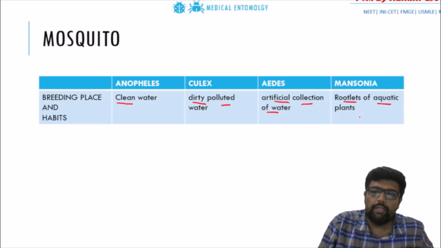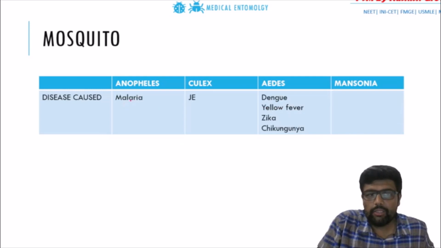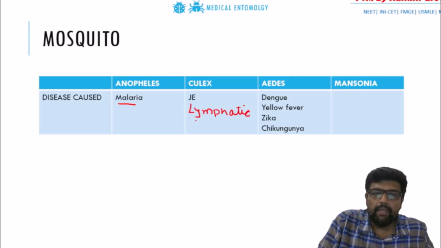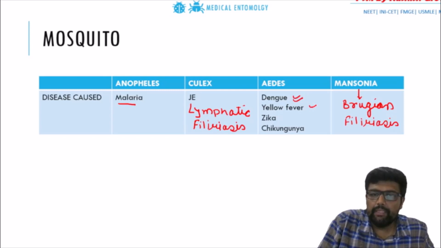Now breeding place. Anopheles breeds in clean water, Culex in dirty polluted water, Aedes in artificial collection of water, Mansonia in rootlets of aquatic plants. So what are the diseases caused? Anopheles causes malaria, Culex causes Japanese encephalitis and lymphatic filariasis, Mansonia causes Brugian filariasis, whereas Aedes causes dengue, yellow fever, Zika, and chikungunya.